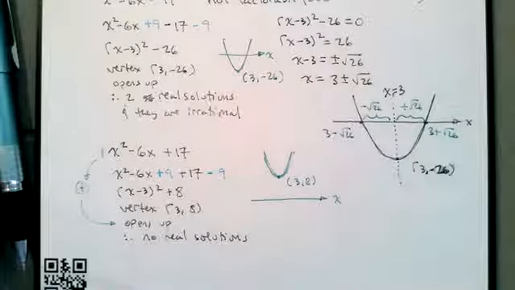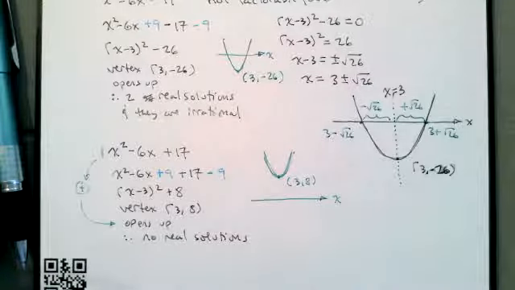So I prefer this form. I prefer this vertex form because it also shows me the symmetry. I get the middle and I see how far apart the x-intercepts are going to be. Any questions?